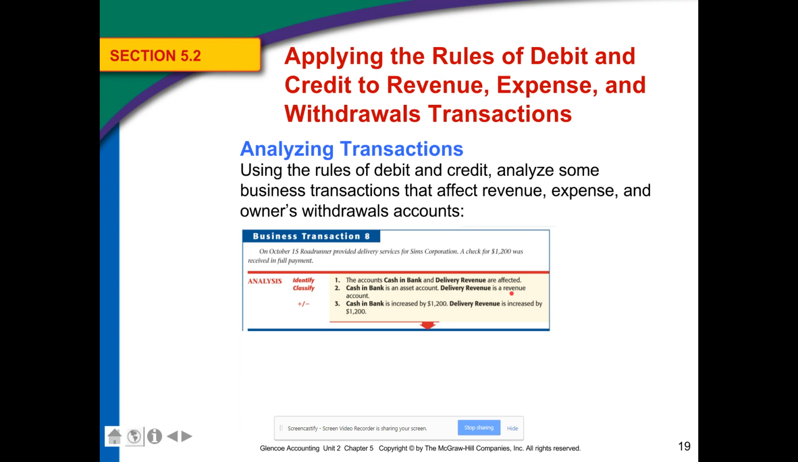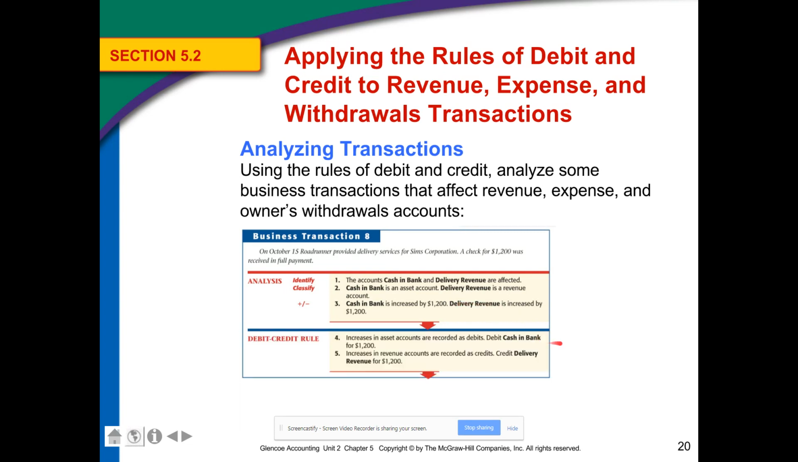Always think about what you do to cash. What am I doing to cash? I'm increasing cash. I got cash. I'm increasing cash. So I'm going to debit cash. If I debit cash, I'm going to have that increased. So I'm going to have my debit to cash, and I'm going to increase my delivery revenue. I gained more revenue. That's going to be a credit to delivery revenue. So remember our debit and credit rules. We're increasing cash, so that's going to be a debit. I have to have a matching credit, so that's going to be revenue.